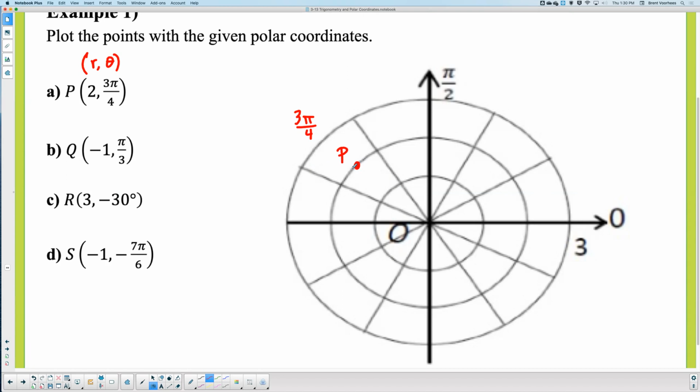Now wait, why is that point P? Because count the circles. What circle is it on? It's on the second circle there, and it has an angle of 3 pi over 4 radians. Okay, let's try B. Part B is the letter Q. Maybe I should just name this P, Q, R, S and drop the A, B, C, D. Okay, let's plot Q. Q says -1 at pi over 3. Let's first figure out where pi over 3 is.